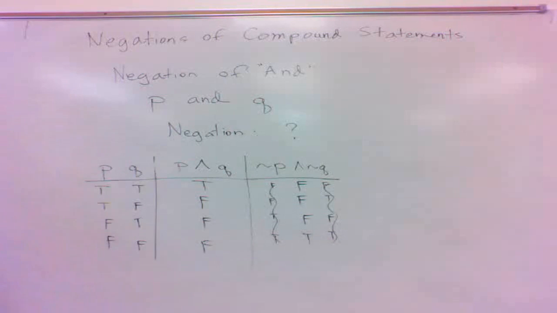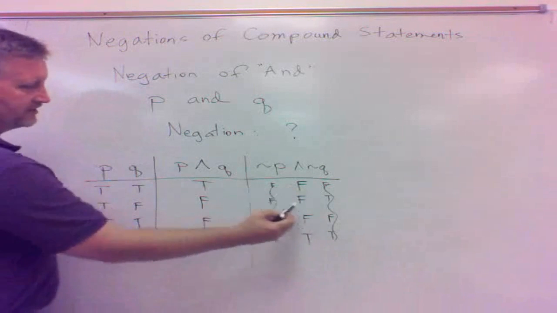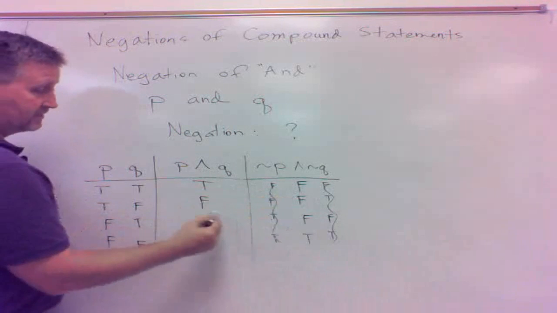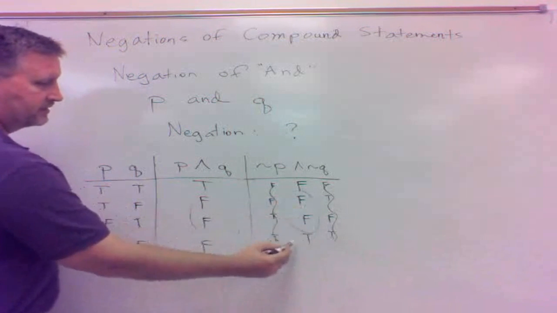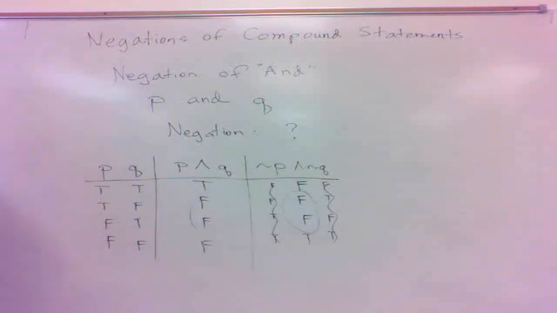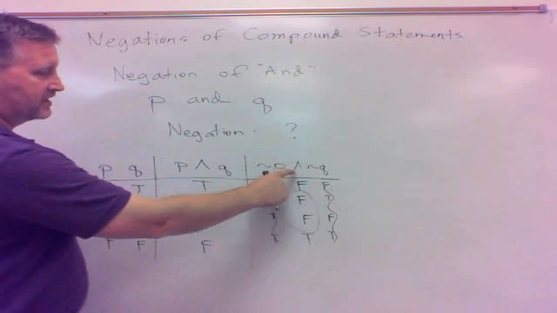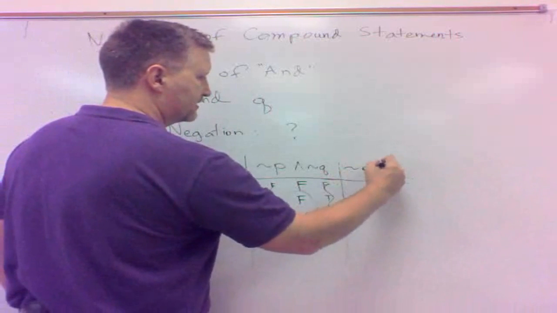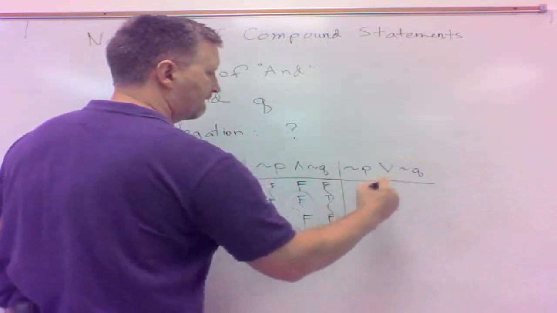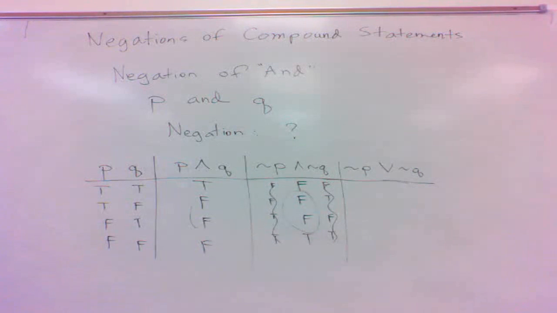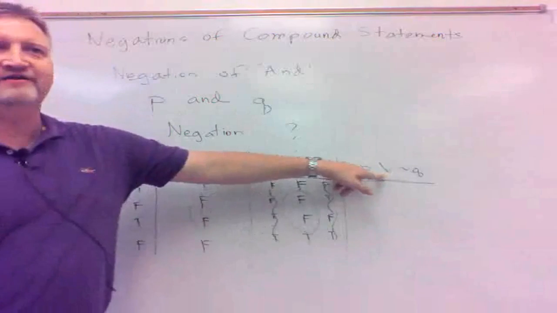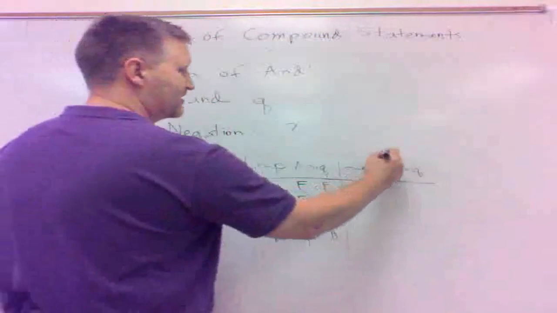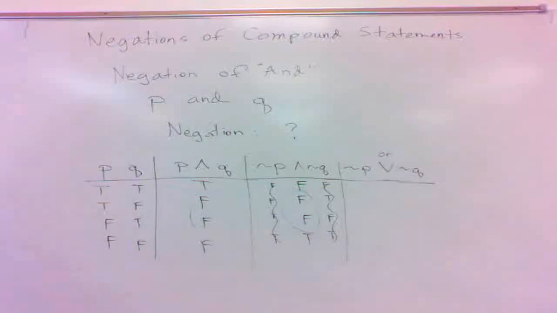Well, the problem with it is it's not exactly the opposite. This one's true, that one's false, which is opposite, but what about these? In here, they're not the opposite, you see. So there's a little more to it for the and statement to negate it than just negating the components. Well, it turns out what we want to look at is this. Let's look at not P, not Q, but then change the and over to the or there.